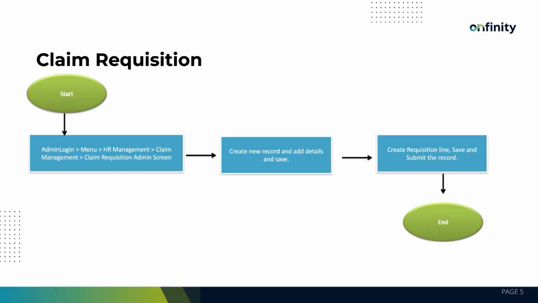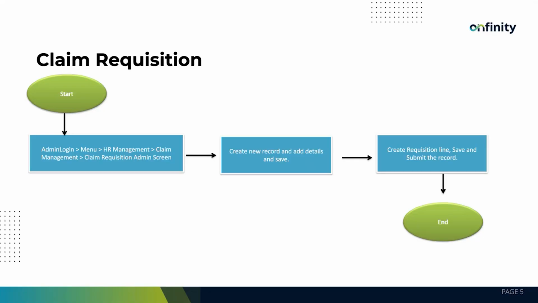These are the process steps. First, the admin logs into the system. Then, navigate to menu, HR Management, Claim Management, and Claim Requisition, which is under Admin screen. On the Claim Requisition screen, click Create New Record. Fill in the relevant header details for the requisition, such as claim name and purpose.